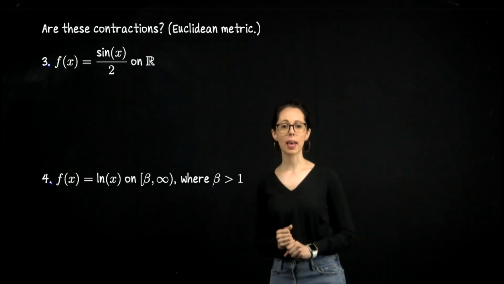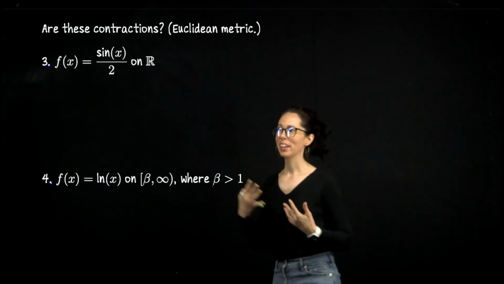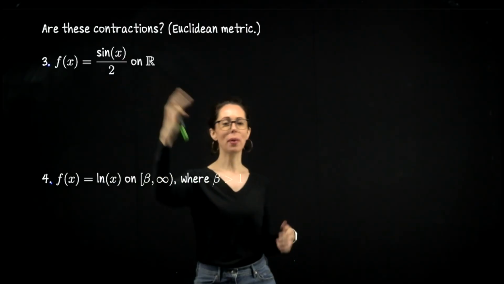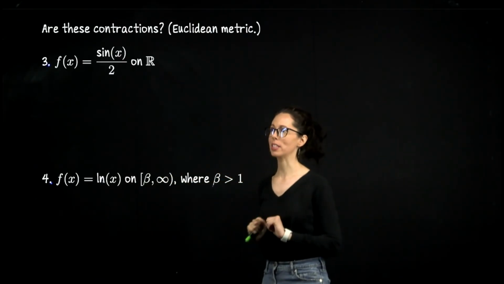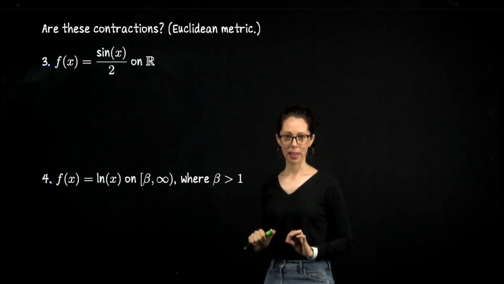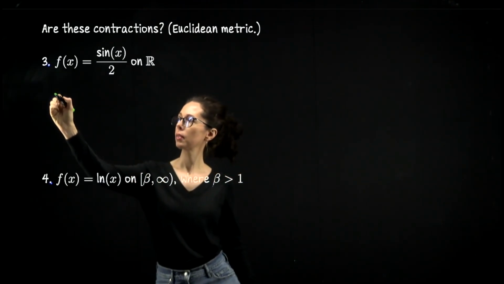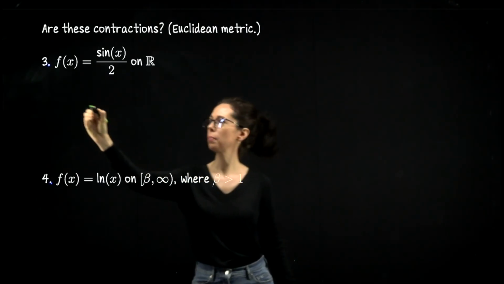Our next example is f of x equals the sine of x over 2 on the whole real number line. Since we have the whole number line as our domain, we know that f sends R back to R, so that's fine. What I want you to think about here is the mean value theorem. So let me first just set up any x and y from R.